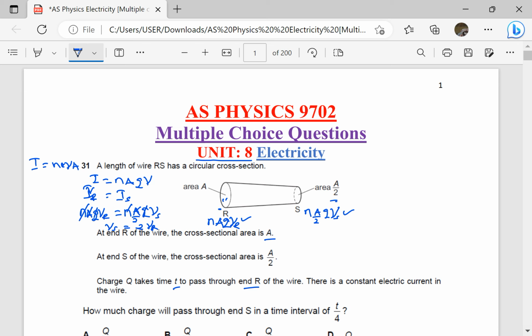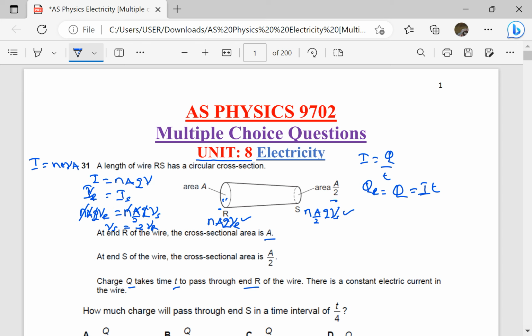Okay, so if we know that, then we go back to the expression for current: current equals Q over t. So we are going to find the charge at R. The charge at R is given as Q, because it is given as Q, then Q is going to be equal to the current I times the time t, that is at R.